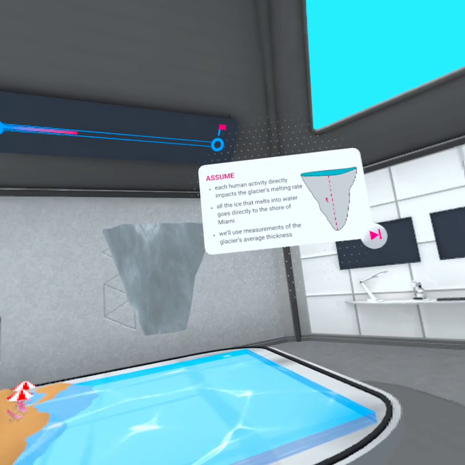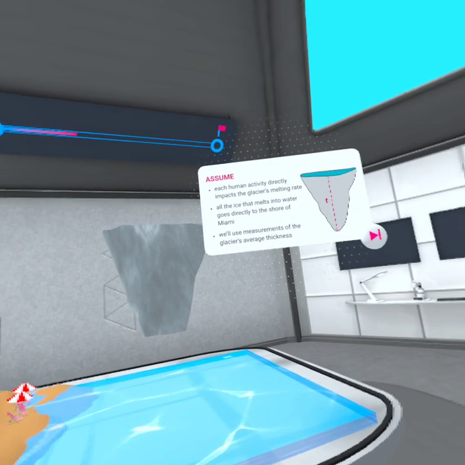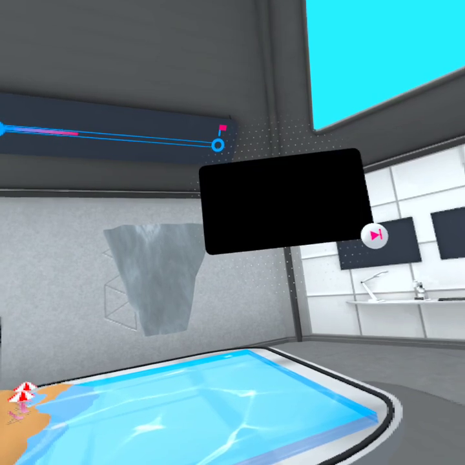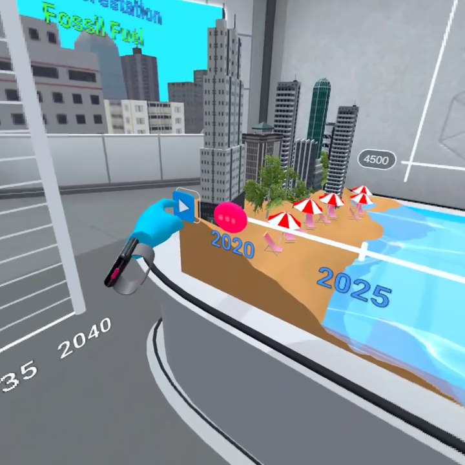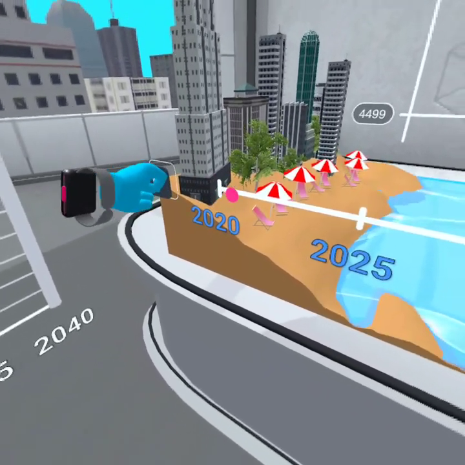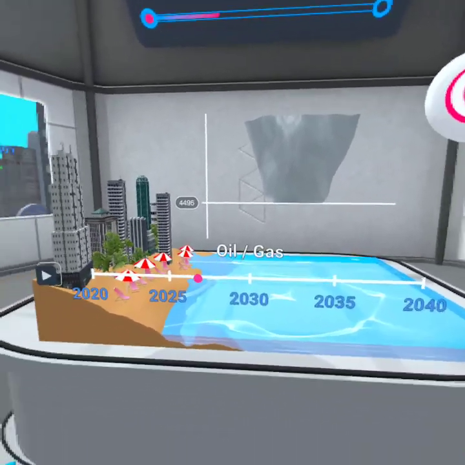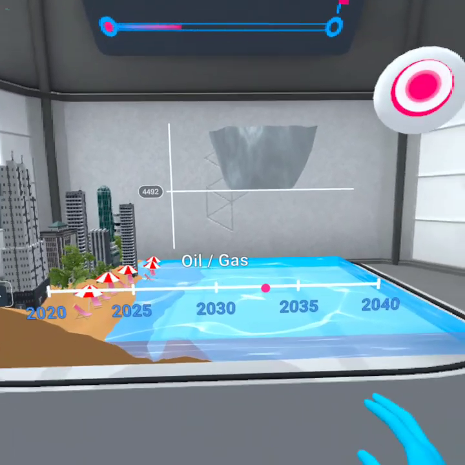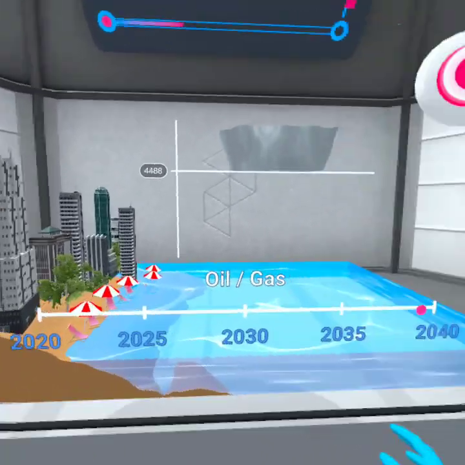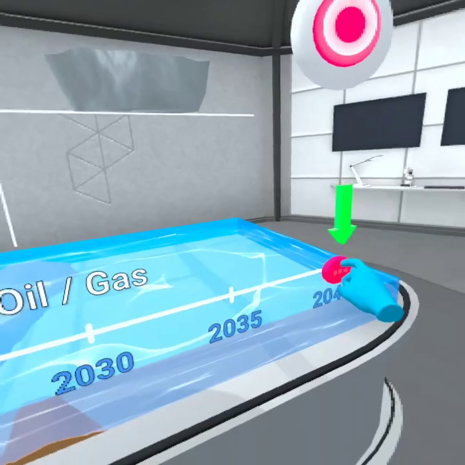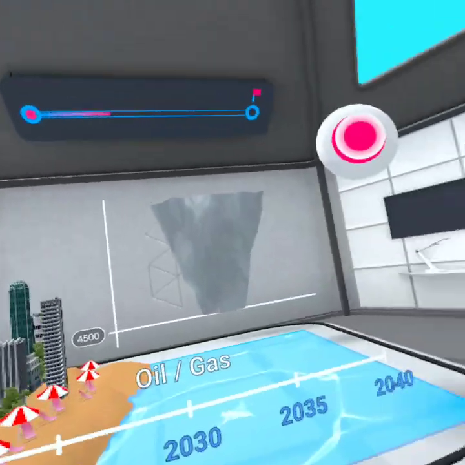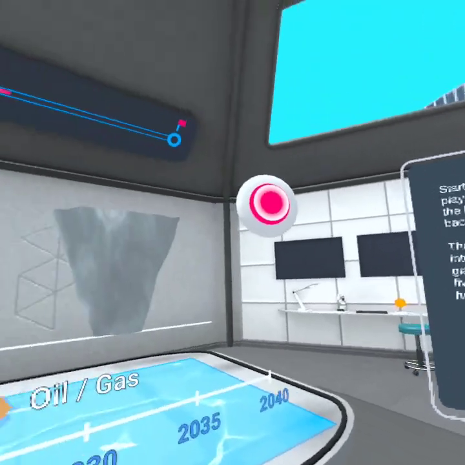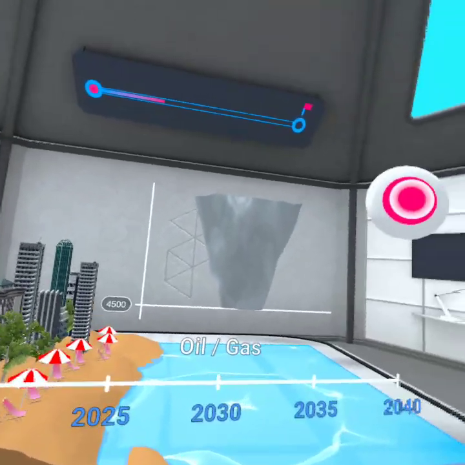Now, let's investigate what we experienced at the glacier together. Use this physical model to examine how the glacier's thickness changes over time due to each human activity, starting with oil and gas drilling. Start a simulation by pressing this button, and once it's finished, grab this handle on the timeline to go back to a specific year. Then, use this handle on the interactive graph to record the glacial thickness for each of the 5 years.